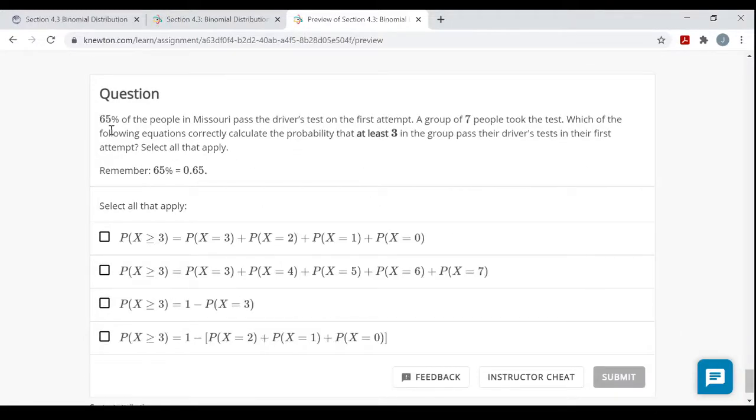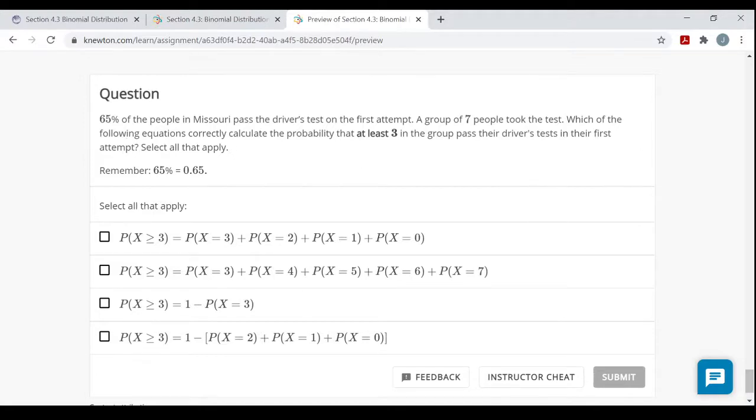All right, so here, 65% of the people in Missouri passed the driver's test on the first attempt. A group of 7 people took the test. Which of the following situations correctly calculate the probability of at least 3 in the group pass their driver's test in the first attempt? All right.